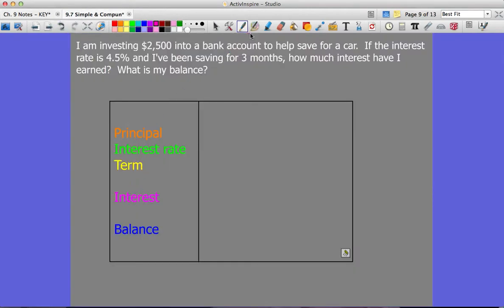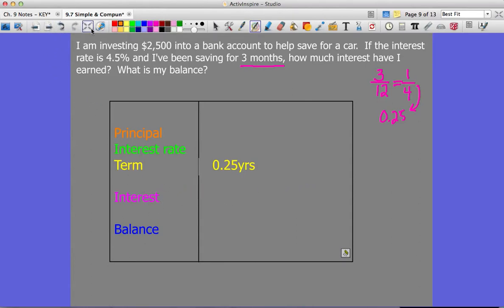Okay, and I will give you a helpful hint here. When we're talking about the term, in this case, the term is 3 months. So we have to figure out 3 months is not a year. We know that there are 12 months in a year and that we're only going to save for 3 months. We need to convert this to a decimal. So I know that if I simplify this, it'll give me 1 fourth. And I know that 1/4 as a decimal is 0.25. So your term is 0.25 years.